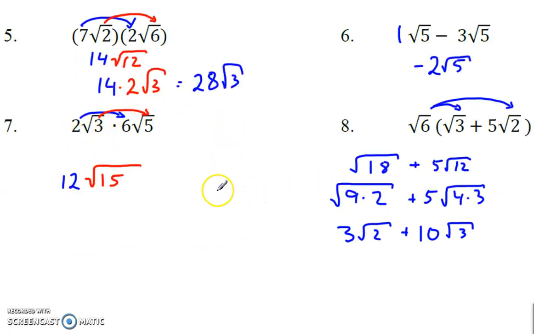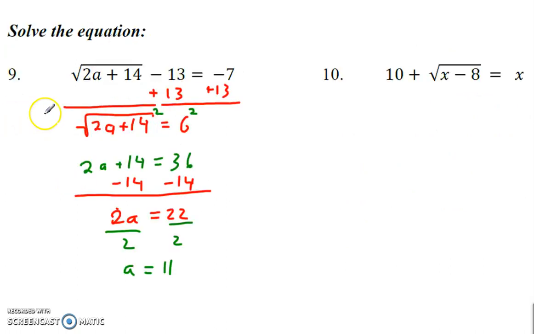Alright, here I've already done all this work for you. If you're curious how to do it, we multiply the coefficients and multiply the radicals, and then simplify the radicals if they can be simplified. Okay. Number 9 is pretty easy, pretty basic. Remember to first isolate the radical, square each side, and then solve the equation.